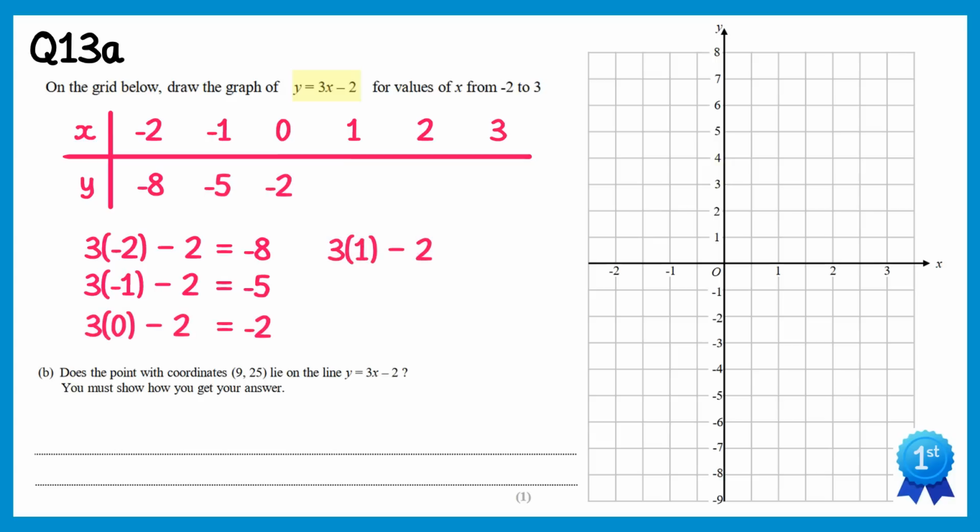3 lots of 1 take away 2, that's 1. 3 lots of 2 take away 2 is 4. And finally 3 lots of 3 take away 2 is 7. Now that we have these points, we can plot them as coordinates.